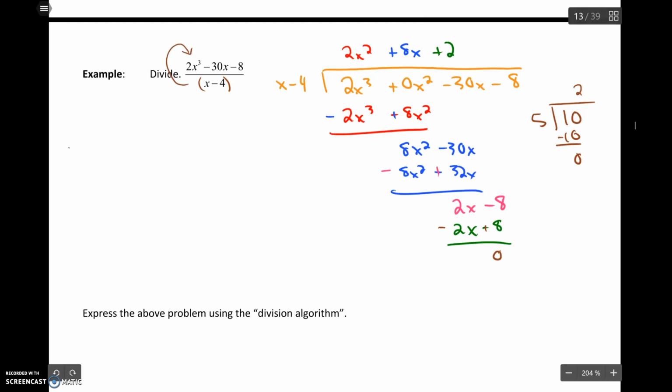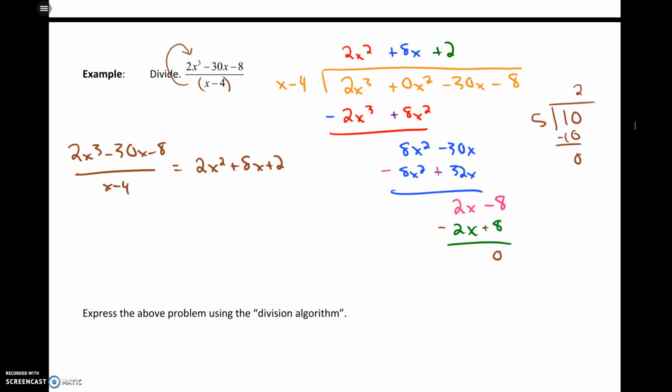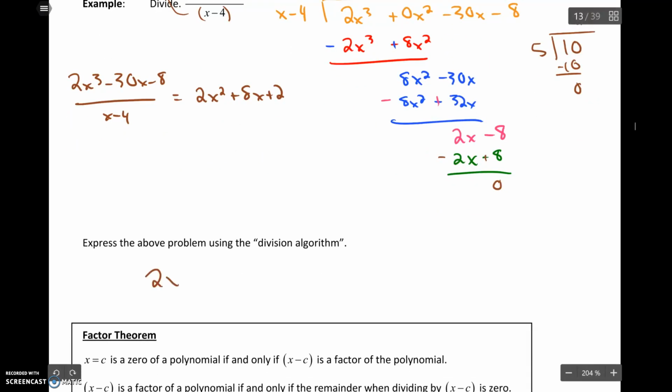So this asks for a division, so let's just do the division. I'm going to take this division problem, and I'm going to write it as 2x squared plus 8x plus 2 plus no remainder over the divisor, so I don't even have to write that, right? Basically, this x minus 4 divides this evenly. Express the above problem using the division algorithm. I'm sorry, the dividend equals the divisor times the quotient plus the remainder. No remainder.